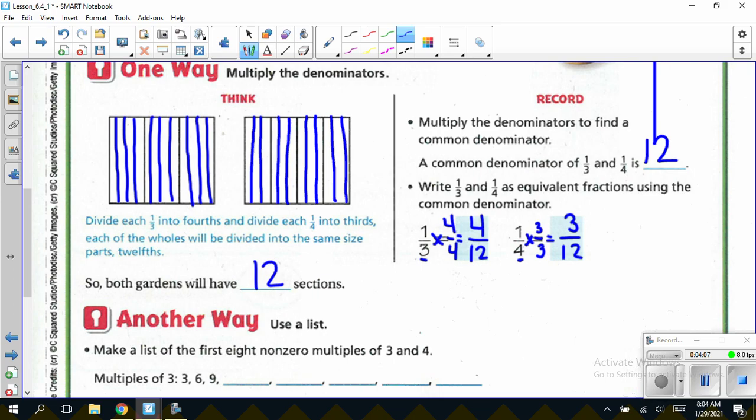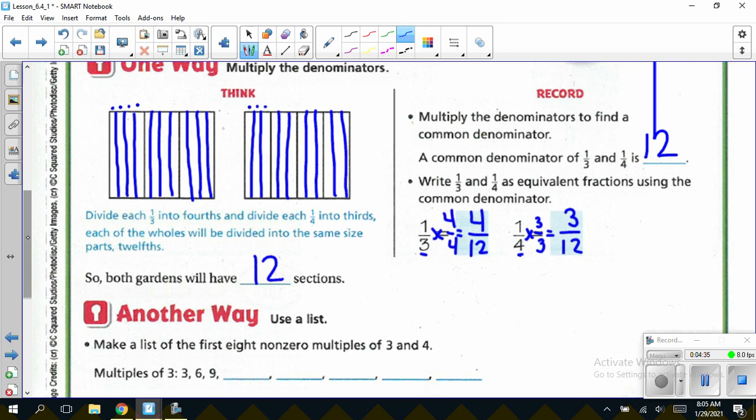So now the first picture is showing the 4/12 because there are 1, 2, 3, 4 sections inside one of those 1/3 sections, and out of 12 total sections. Same way with the second picture, I now have 3 sections in the 1/4 section out of 12 total sections.